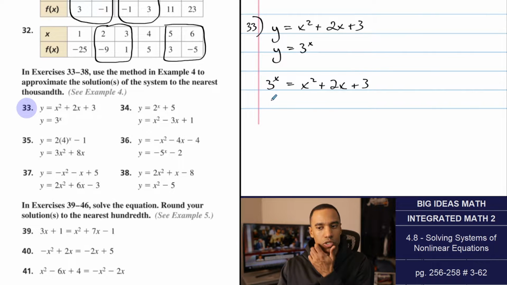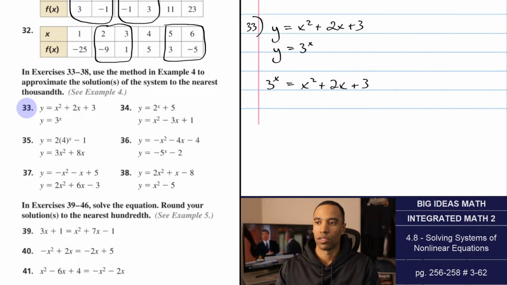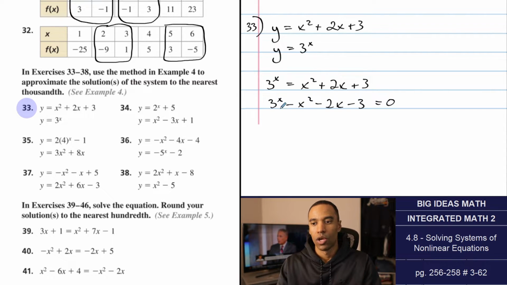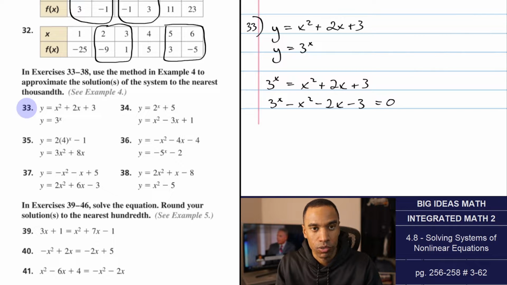Set everything equal to 0 on one side. So, 3 to the x minus x squared minus 2x minus 3 equals 0. So we have an equation. We're going to write a y equals version of this graph, basically come up with the graphing equivalent of that, and then we're going to plug values into that equation.